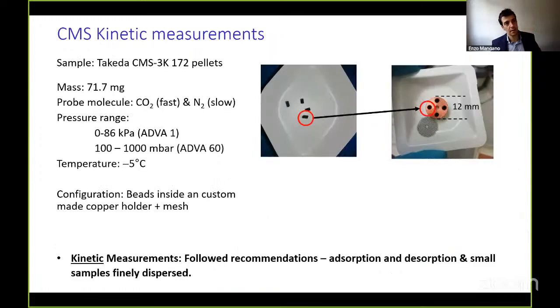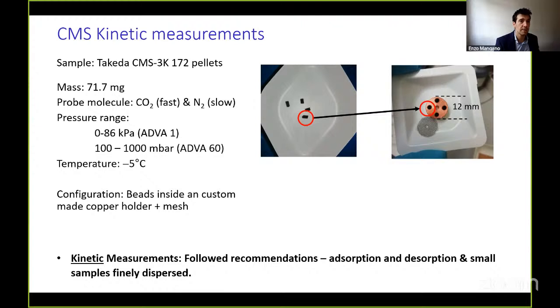What we discussed just now was a fast system, with 44 seconds for the diffusion time. We now move to a slow system. This is a carbon molecular sieve with essentially CO2 as the probe molecule. We tried different pressure ranges, and we tried a temperature of minus 5 degrees.